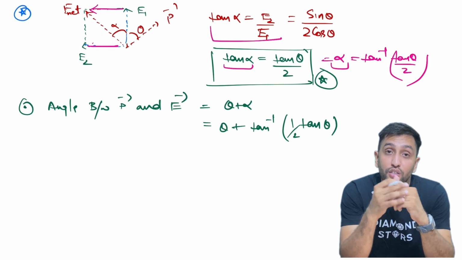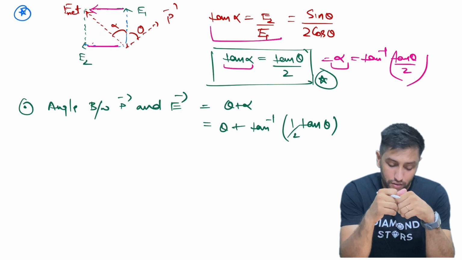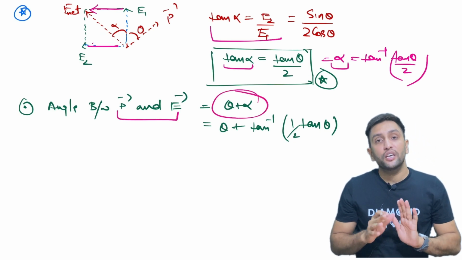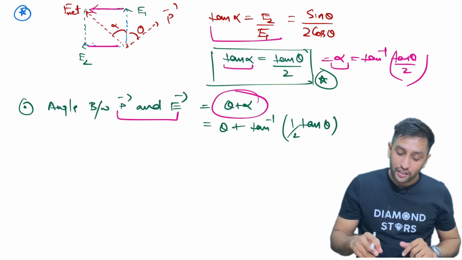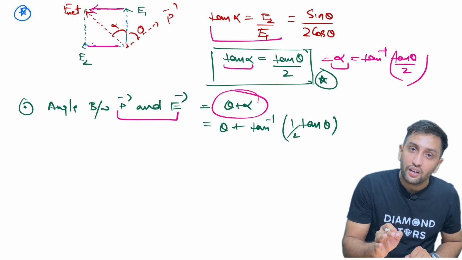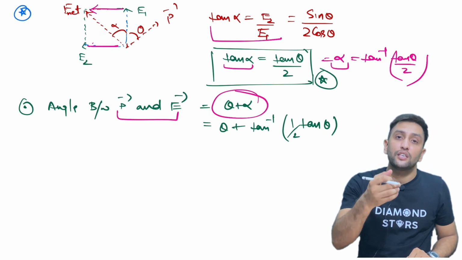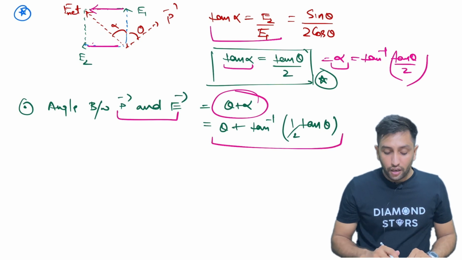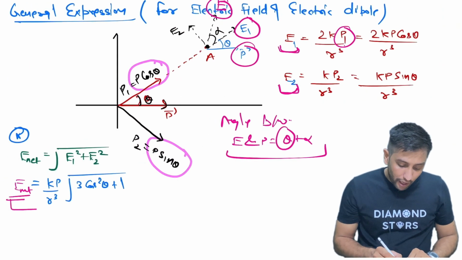And I told you, what is the angle between P vector and E vector? This angle between P vector and E vector is theta plus alpha. Theta will be given to you, and alpha you are calculating, that is tangent inverse of tangent theta by 2. Okay, if you know the theta, alpha can be calculated by tangent theta by 2. Okay, so in this way the general point is taken. So please have a look on that.